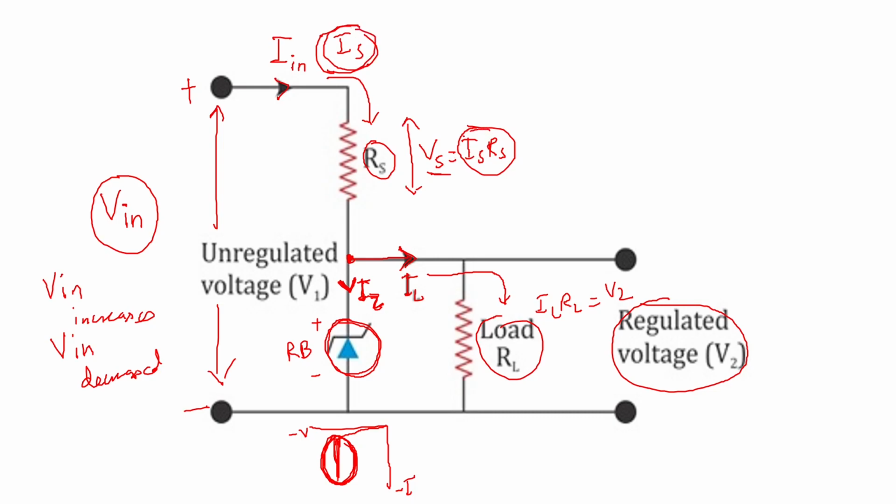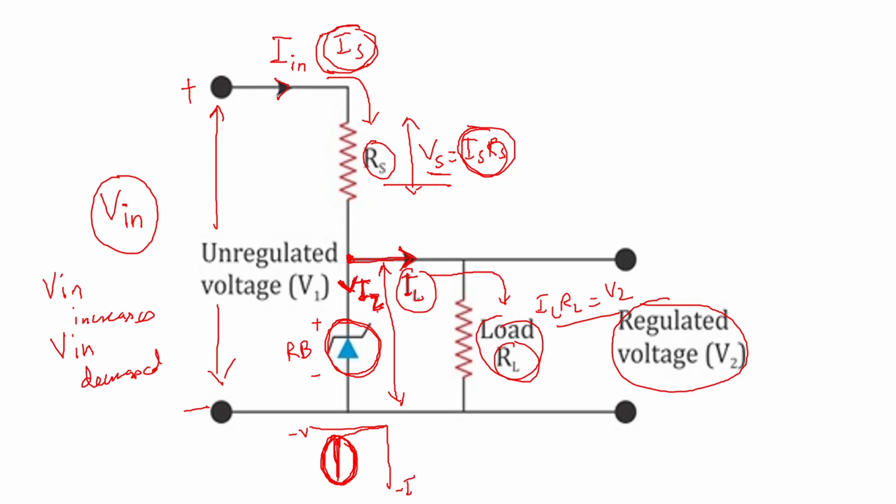So when IS is going to decrease, the voltage across RS will also decrease. Now in that case, the current flowing as IL will remain same, but the current flowing as IZ through the Zener diode can decrease, and it will keep the output voltage constant because this current is same. That current multiplied by this resistance will be our output voltage VZ, and that remains constant. That is, the voltage across the Zener diode remains constant.